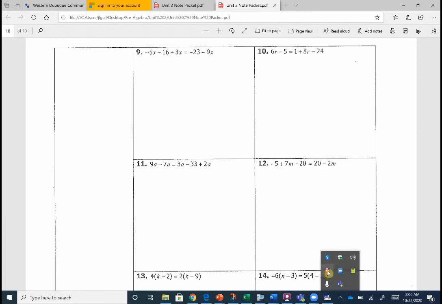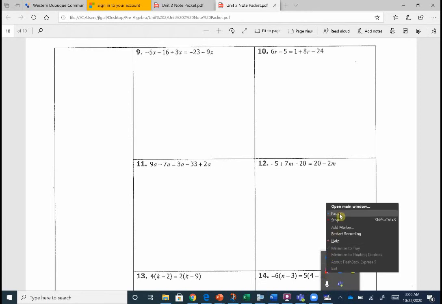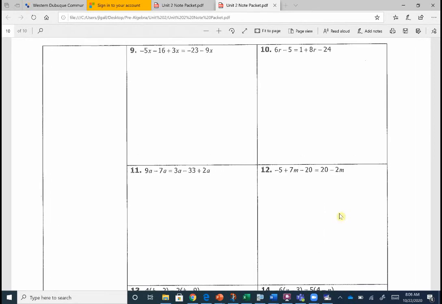Page number 11, we're looking at the top 4 questions we're going to look at today.